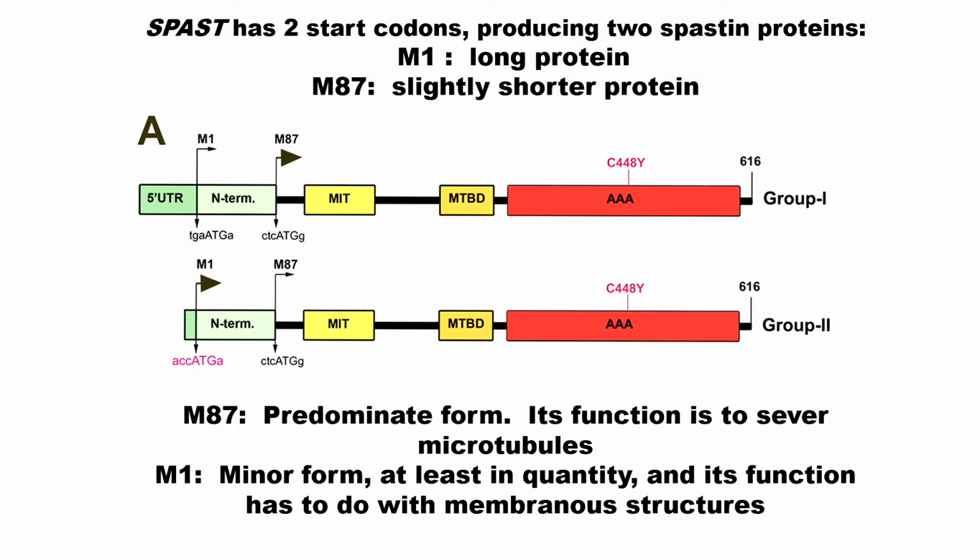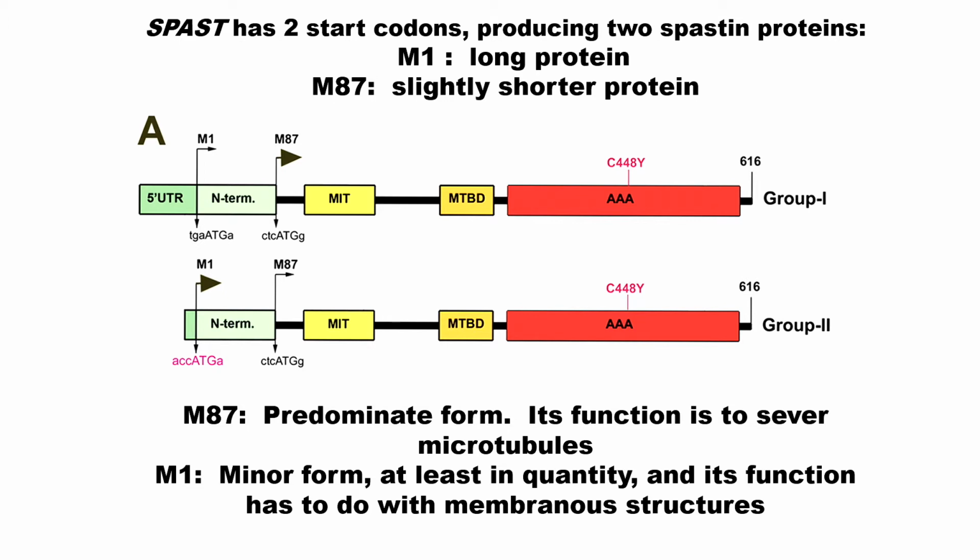Now let's talk about Spast. This is the Spast gene. And what's really interesting about the Spast gene is it has what we call two start codons. And all that means is that the gene can start coding for the protein at one place or a different place. And so it'll create a long protein or a little shorter protein.